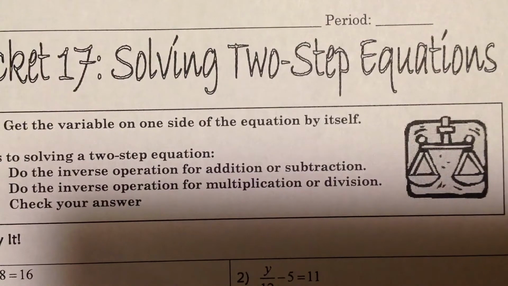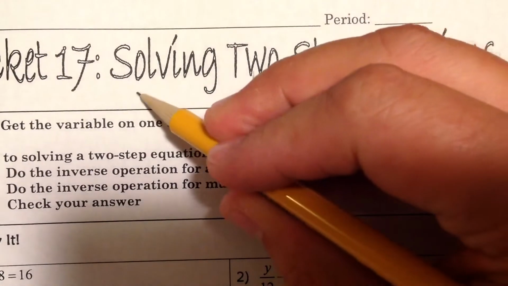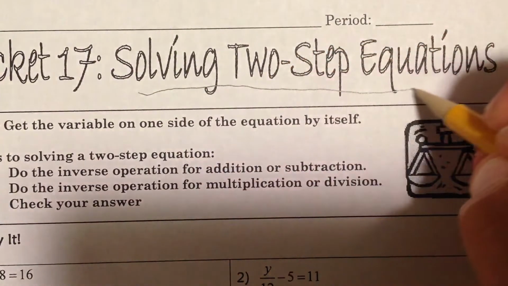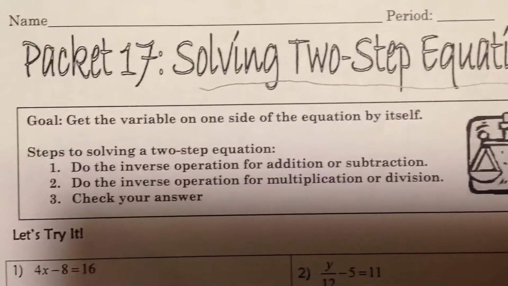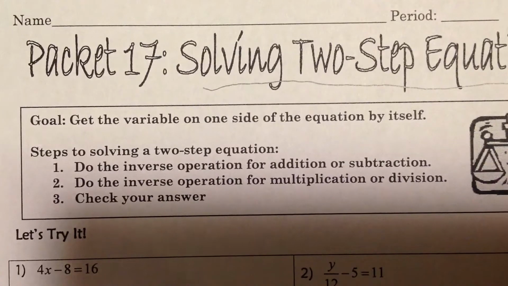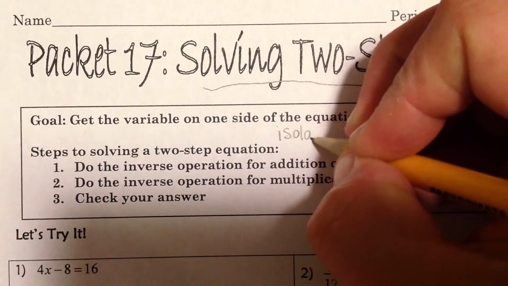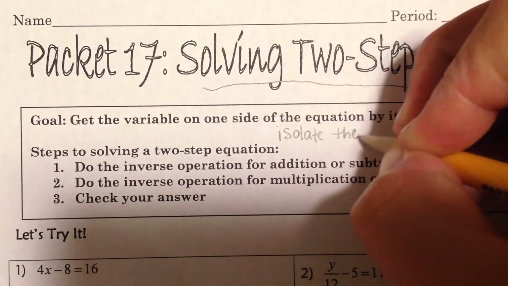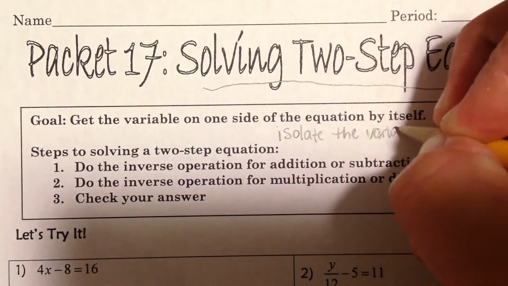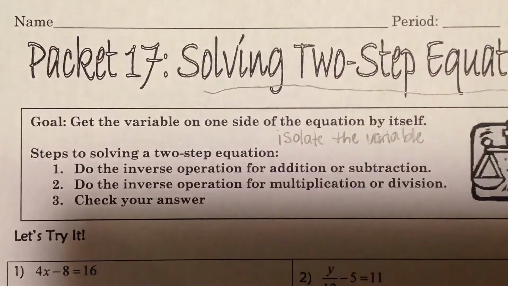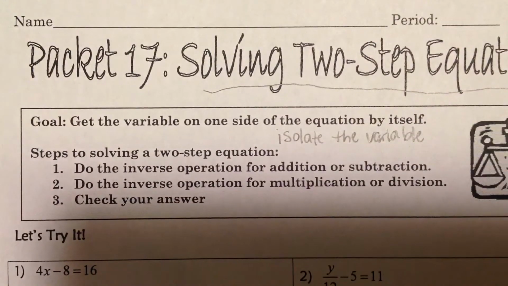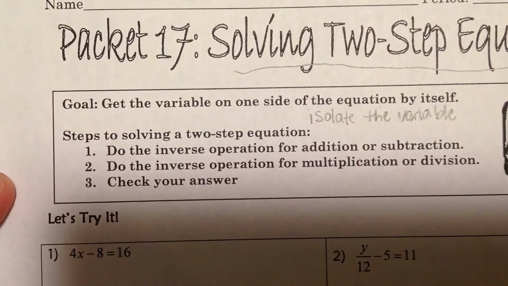In this video, we're going to review how to solve two-step equations. So our goal is to get the variable on one side of the equation by itself. In other words, to isolate the variable. Again, isolate means get it by itself. Variable is the letter.